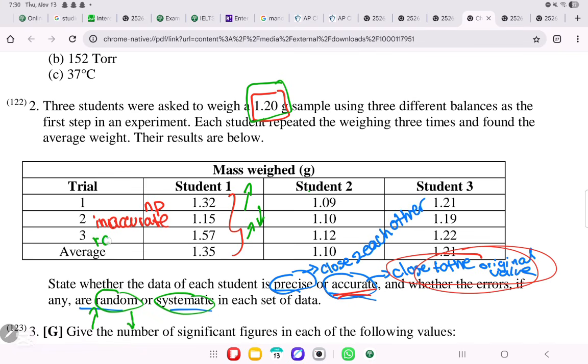That means for sure this one is random. If it's systematic, that means it's only either going up or only either going down. We'll see an example of this type of error if we move on to the next one, right?